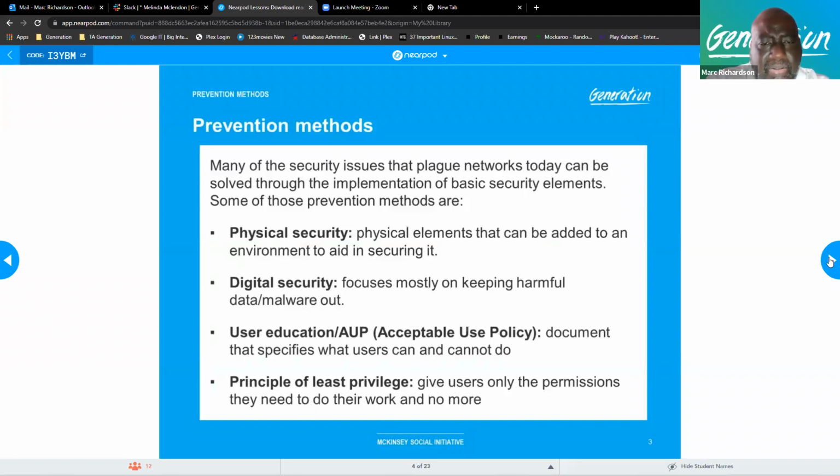User education and AUP, which is acceptable use policy. A document that specifies what users can and cannot do. And lastly, the principle of least privilege. Give users only the permissions they need to do their work and no more.